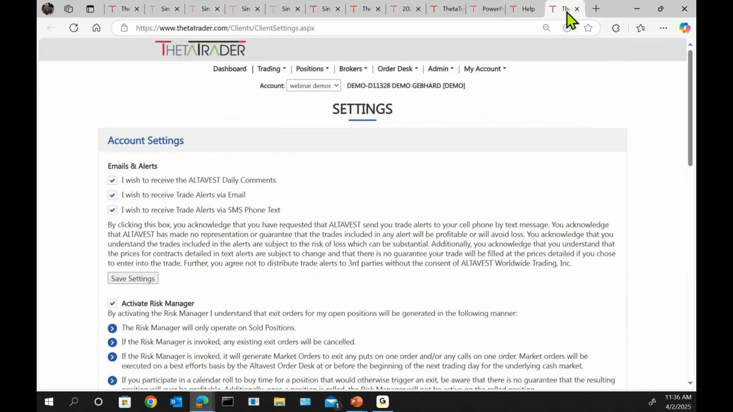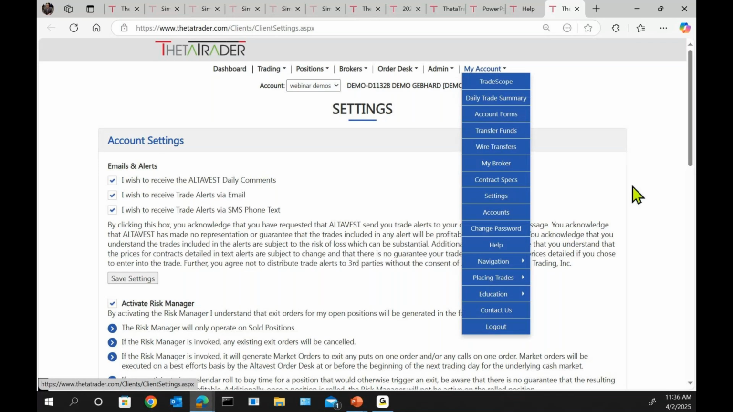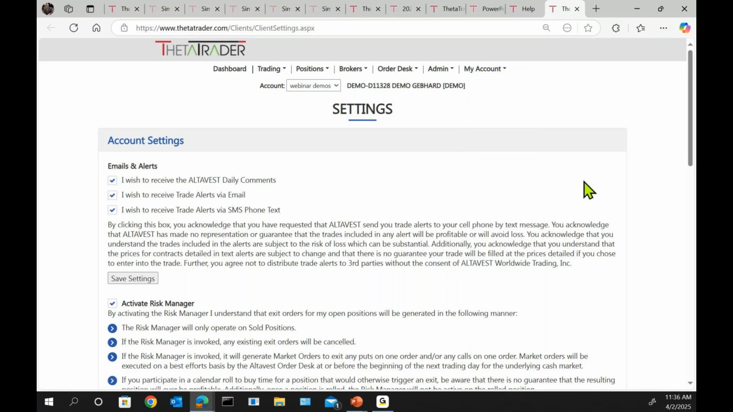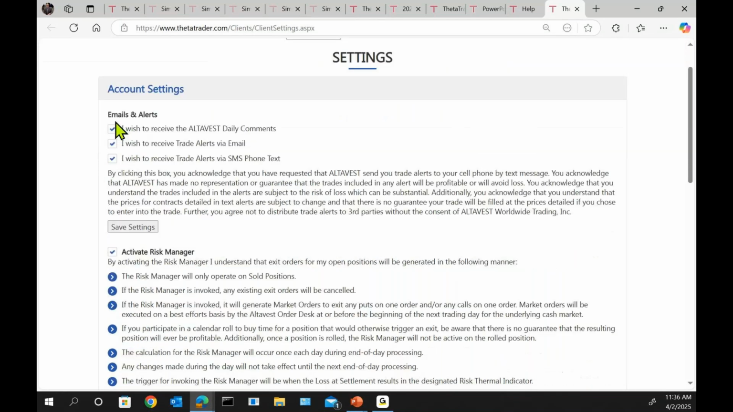And then also, this is really important here. Under my account, under settings, you can check here all the information you want to receive via email or via text with your trade alerts, and I'll show you that in just a second.